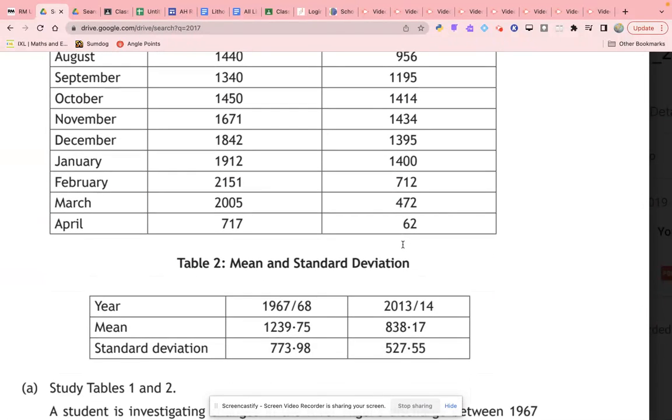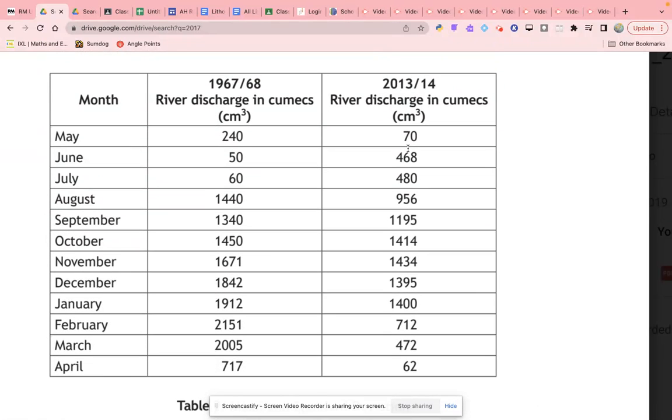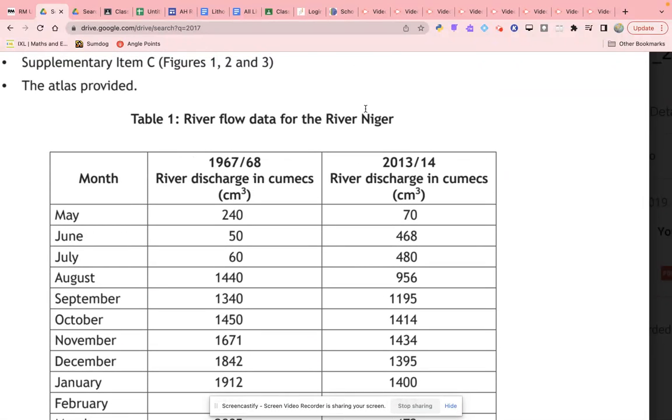We can also see that the average has dropped, which is also partly explained by the fact that there's less peak rainfall. Now, let's just bear in mind why we're doing this. Before we think about standard deviation, why are we comparing these two data sets in relation to a river? Well, the river's discharge has changed, and that in itself is an important thing. People live around this river. This river is important to the lives of people in Niger, and there's something causing this change.